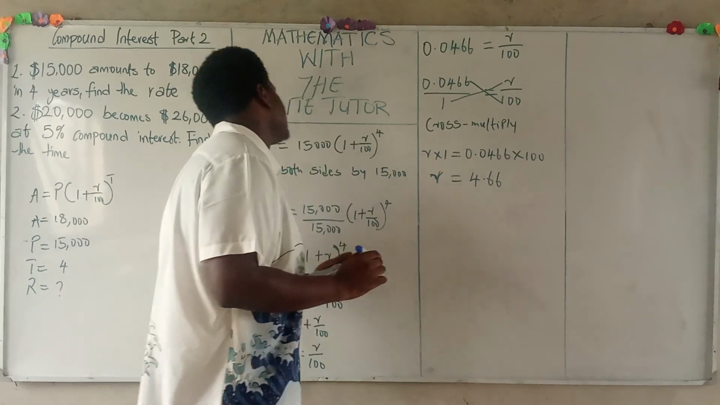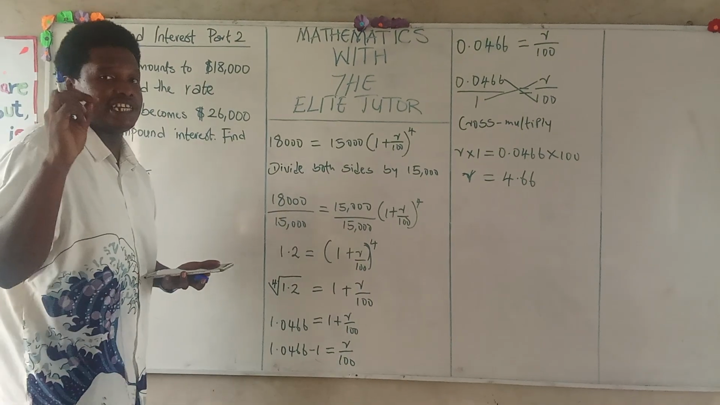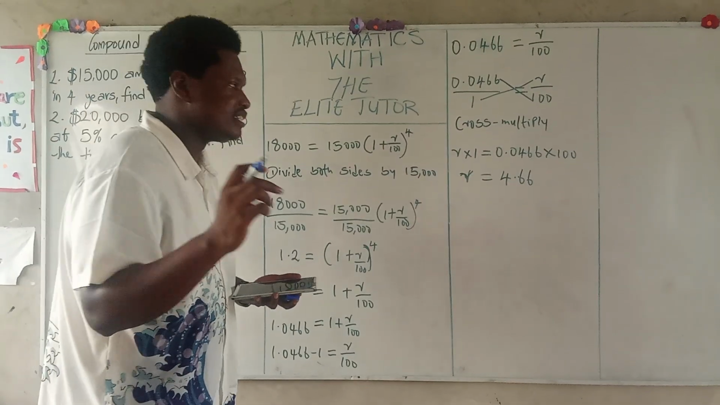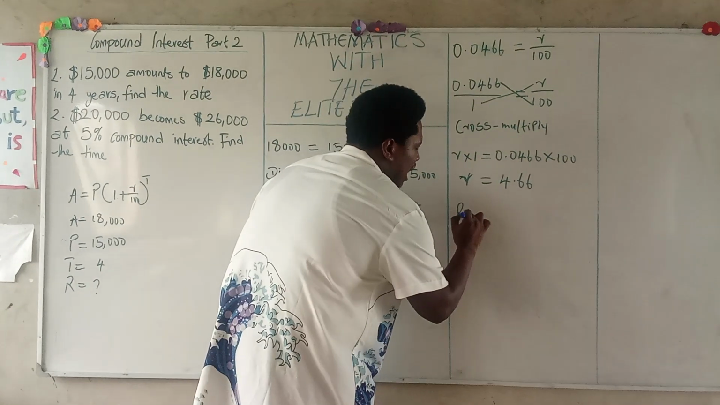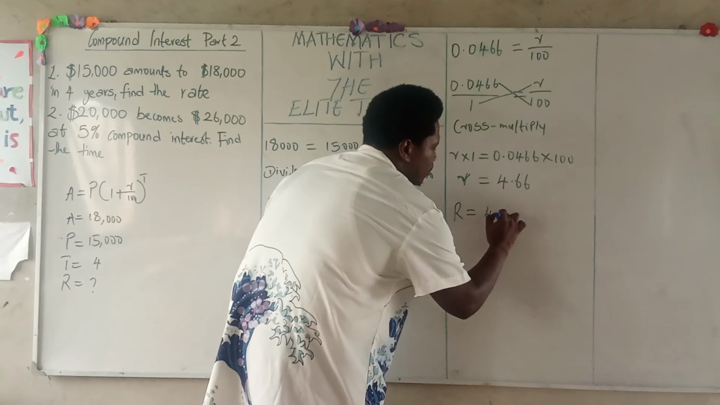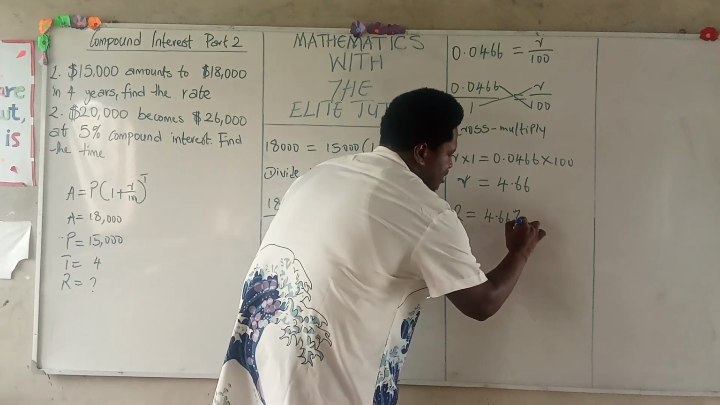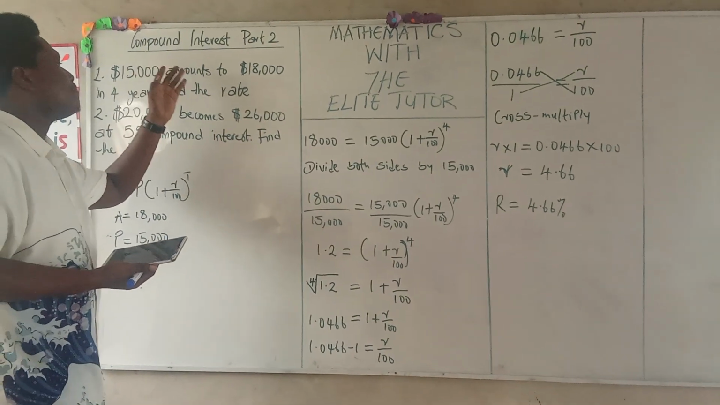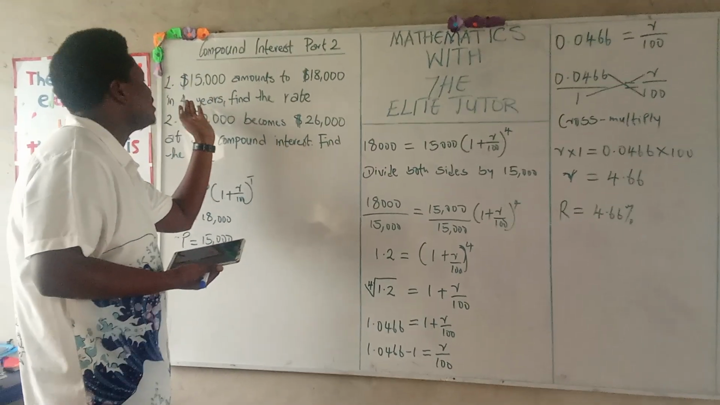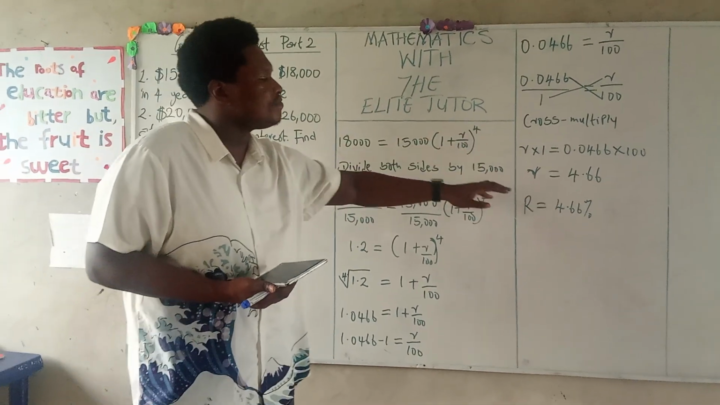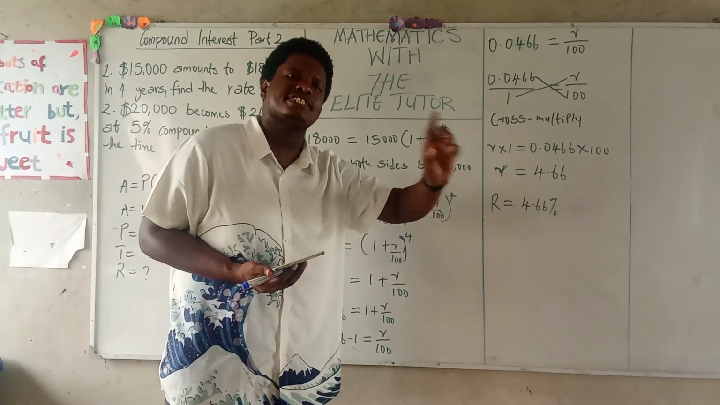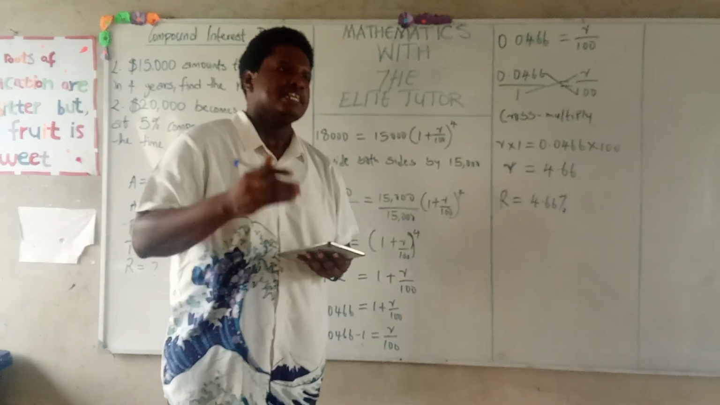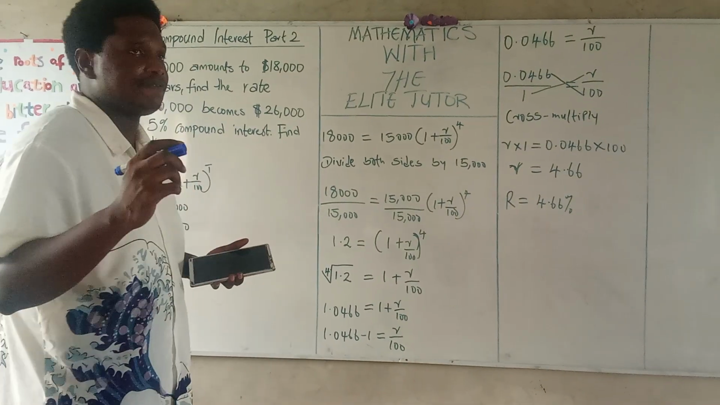Don't forget we are looking for the rate, and the unit measurement for rate is percentage. So our final answer, r, is equal to 4.66%. So what does this mean? $15,000 amounts to $18,000 in 4 years at the rate of 4.66%.